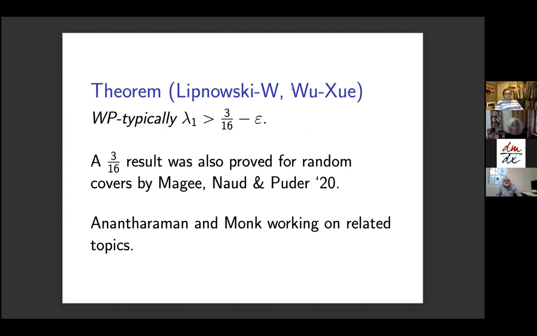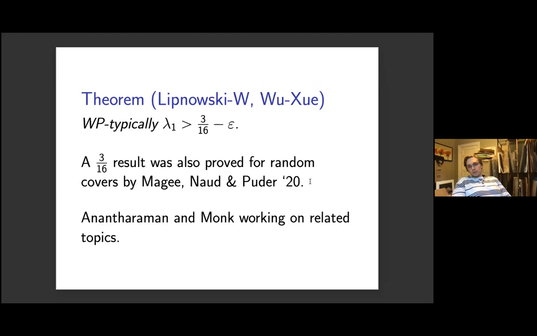And this result was independently and simultaneously achieved by Wu and Xue. And I should say that another 3/16 result was proved for random covers in the random cover model by Magee, Naud, and Puder in 2020. And subsets of these authors also proved a similar result for random covers of non-compact surfaces. So it's interesting, a lot of different people are working on this, and they're all getting to 3/16. And it's not always clear why we're getting 3/16. And people always ask, is it the same 3/16 that Selberg got? And I don't think it is, at least not transparently.